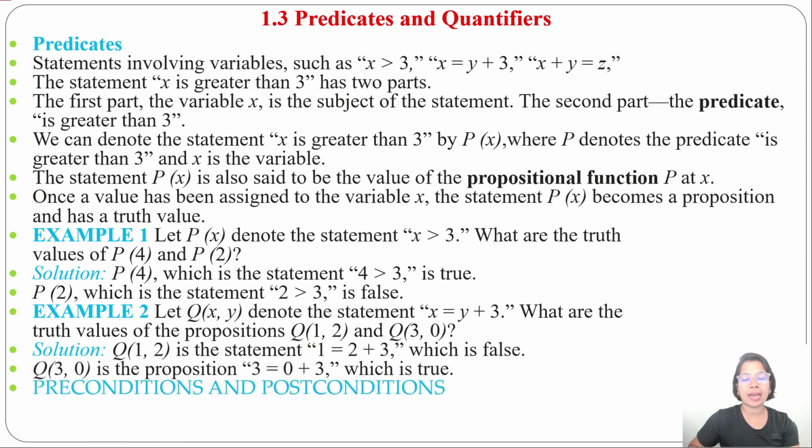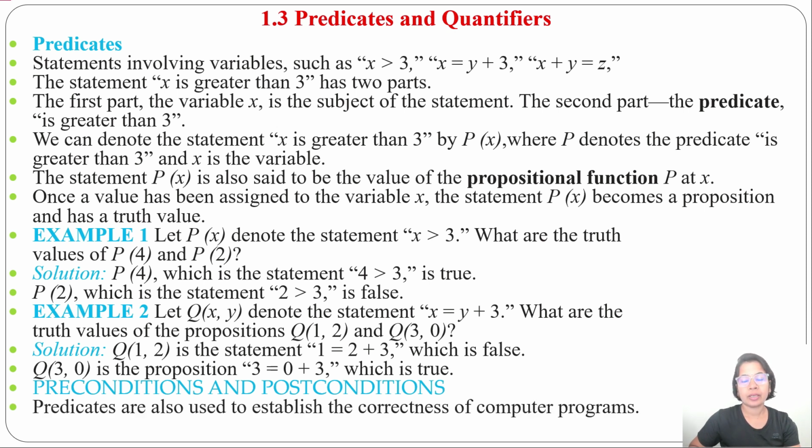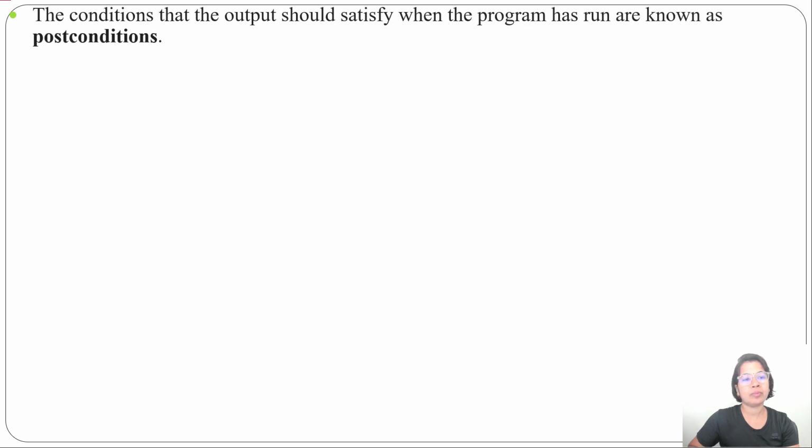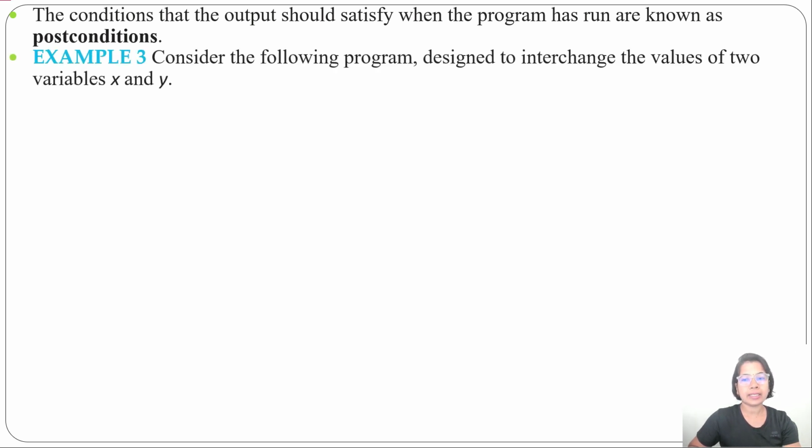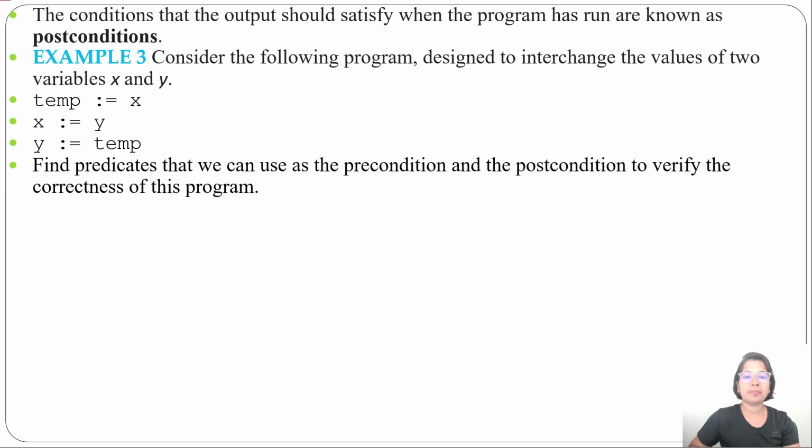Next, precondition and postcondition. Predicates are used to check the correctness of a program. So before executing the program, the valid inputs are called the precondition and the output is called the postcondition. The condition that the output should satisfy when the program runs is known as the postcondition. Let's take an example. Here temp equals x, x equals y, y equals temp. Now we need to find the precondition and postcondition for this. Suppose x equals a and y equals b.